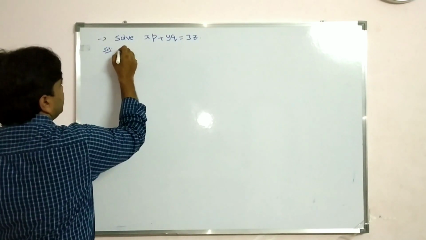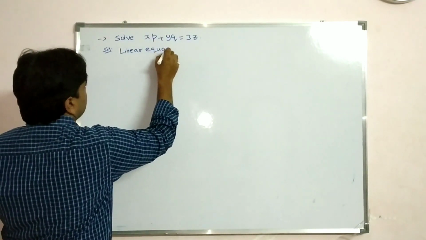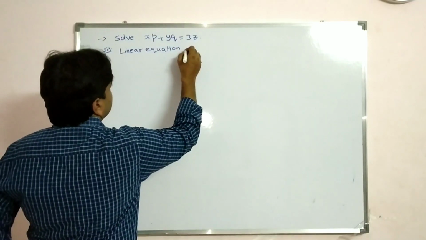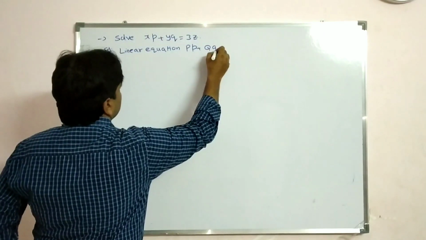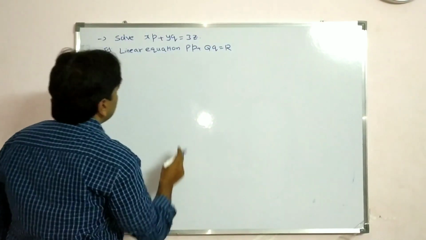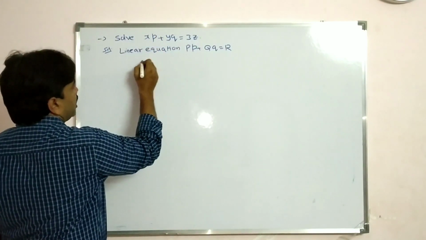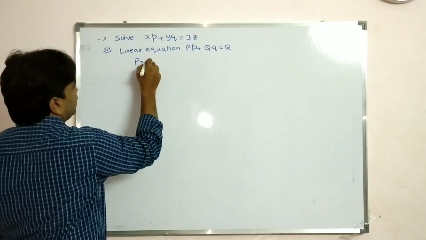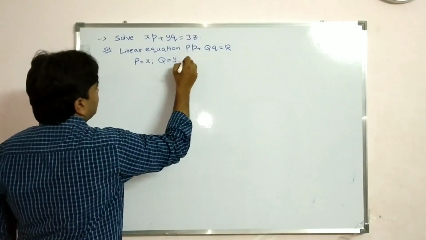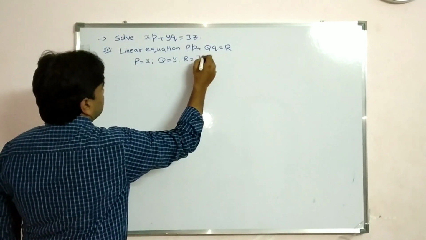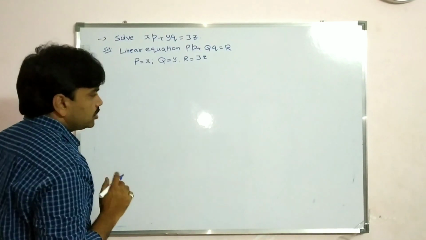What is the linear equation, students? Capital P, small p plus capital Q, small q is equal to R, students. Now we compare these two. So capital P is equal to x, capital Q is equal to y, capital R is equal to 3z. Now we know P, Q, R. Okay, students, what is the next step?